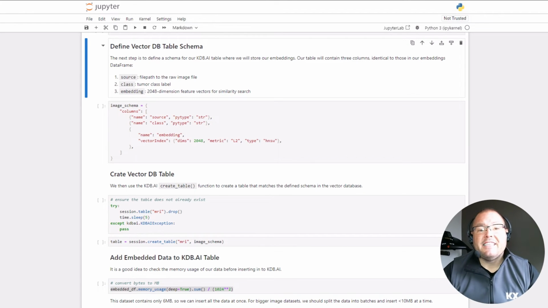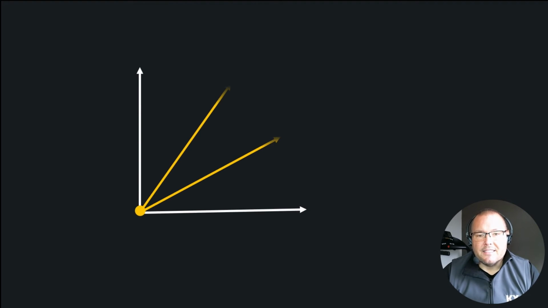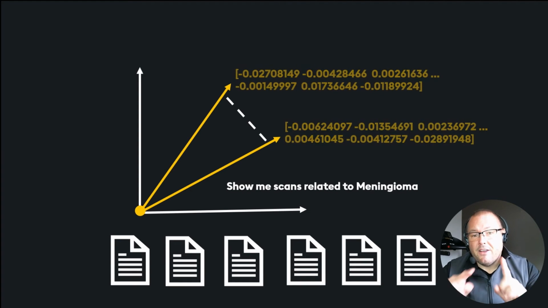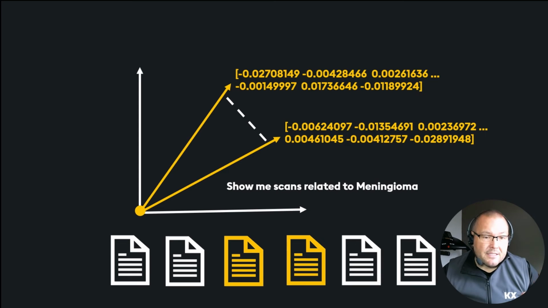Also, pay attention to the method of similarity and index type. In this instance, we're going to be using Euclidean distance, which assesses the similarity of two vectors by measuring the straight line distance between the two vector points. Simply speaking, the shorter the distance, the more similar the vector.